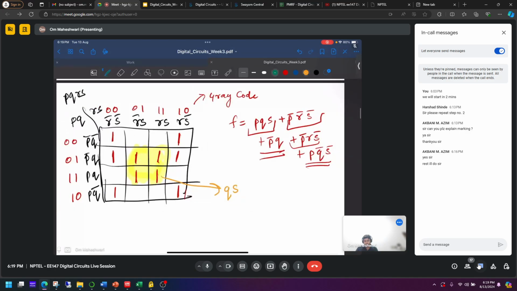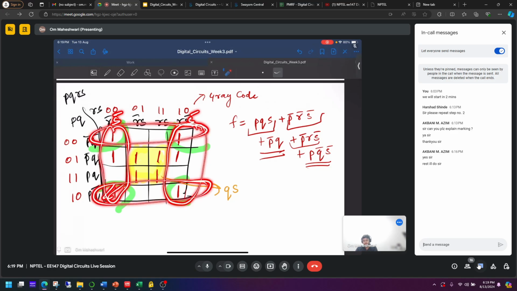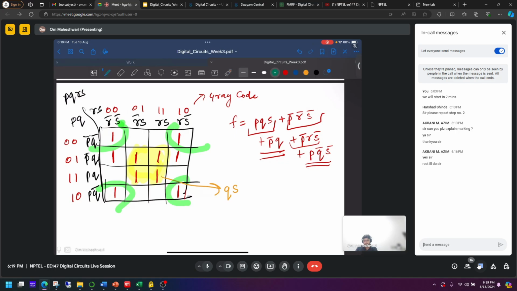Next is what we can see here. Maybe we can also form these four into one group. At these corners we have Q bar, Q bar, and S bar and S bar. So these four intersections are Q bar S bar. Now only these two ones remain which are ungrouped.